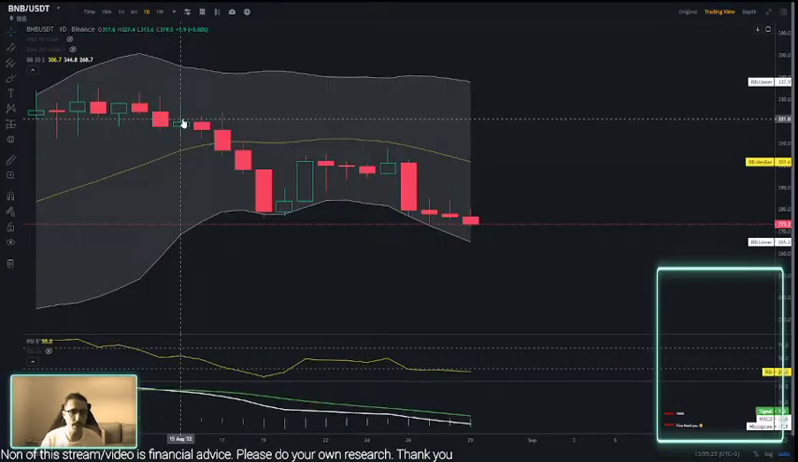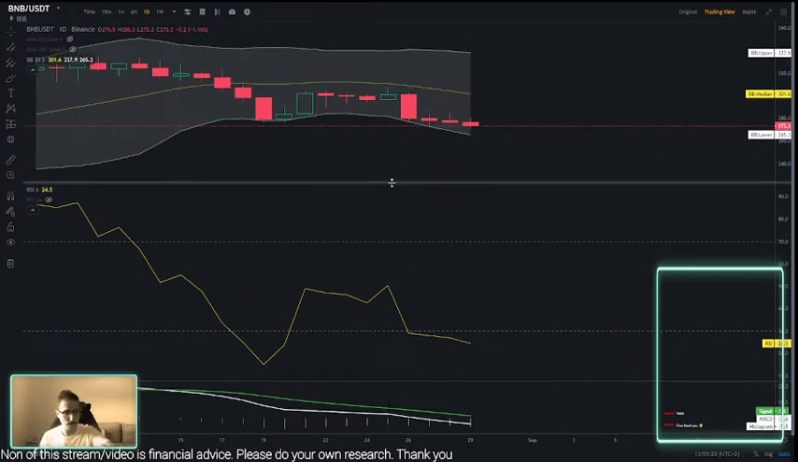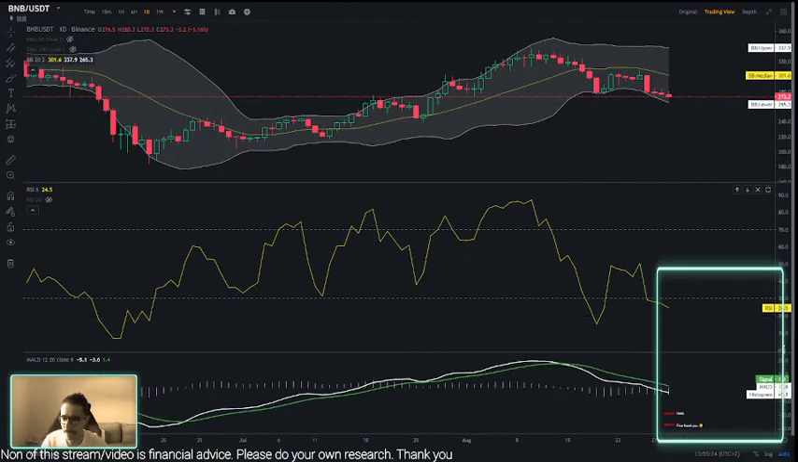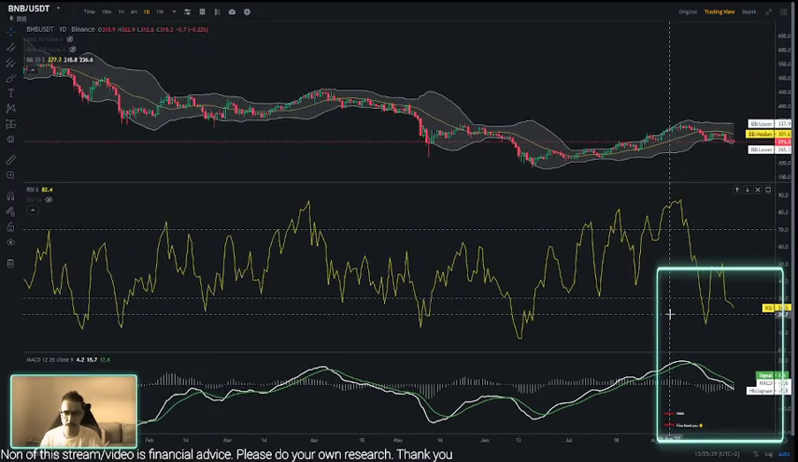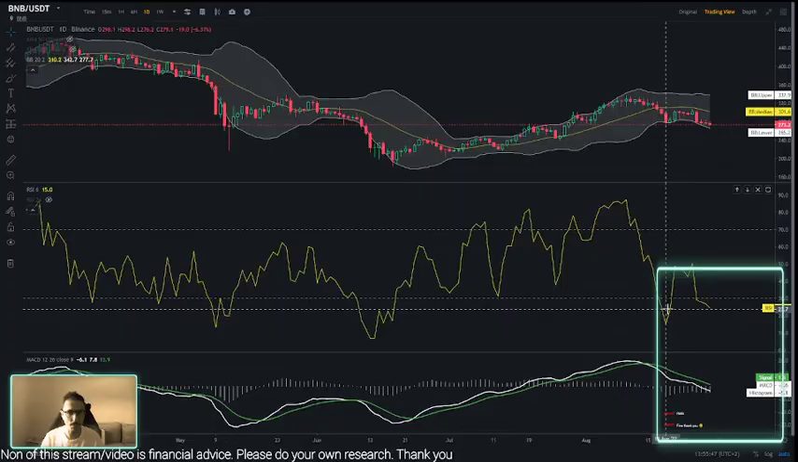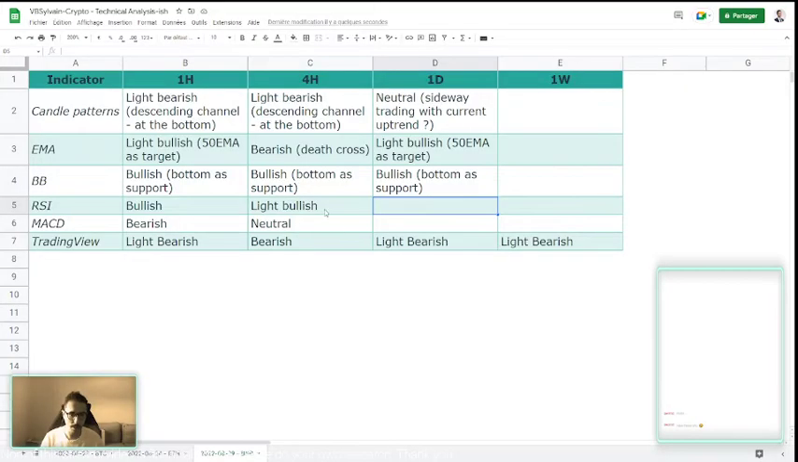Now RSI indicators, what is it telling us? And I just looked at the time. I'm gonna have to go a little bit faster because time flies. So 24 on the 4 hour, we are below 30, but this is not a pretty strong support. Maybe a little bit. Okay, let's go for light bullish. If we look at the history, light bullish.